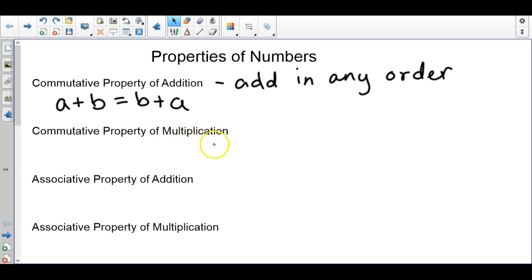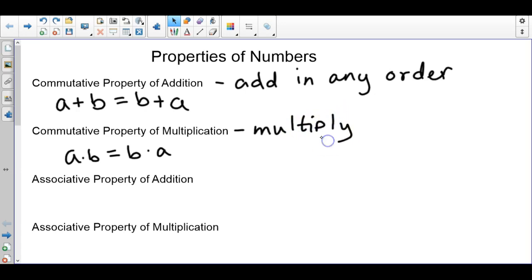Commutative property of multiplication is similar. You can multiply in any order. A times B is the same as B times A. And commutative, same idea of going to work from work to home is the same as home to work.